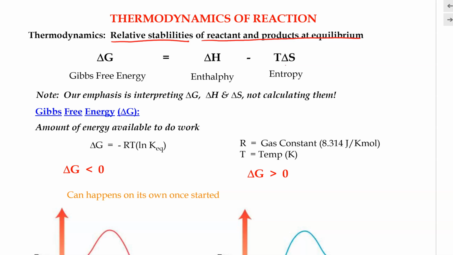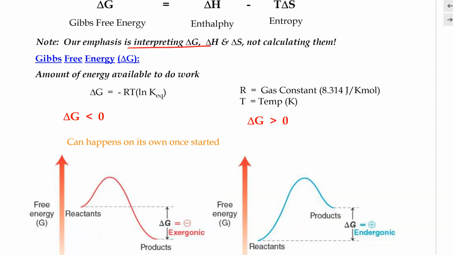In this video, I will not be emphasizing calculating any of these variables. Rather, our emphasis is on interpreting each of these terms. So let's get started with the first one, the Gibbs free energy, or the delta G. The Gibbs free energy is basically the amount of energy available to do work. And mathematically, it can be calculated by using this equation right here.